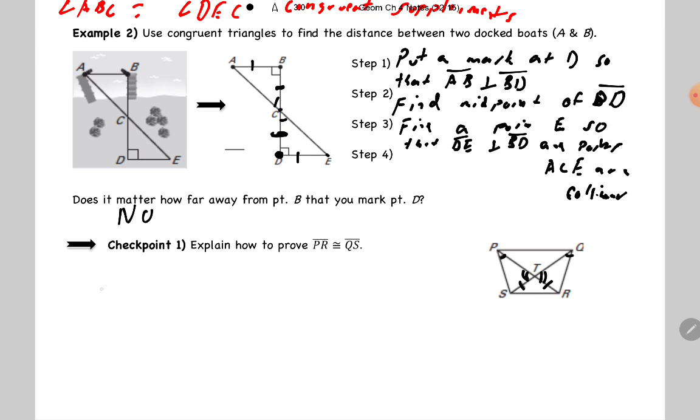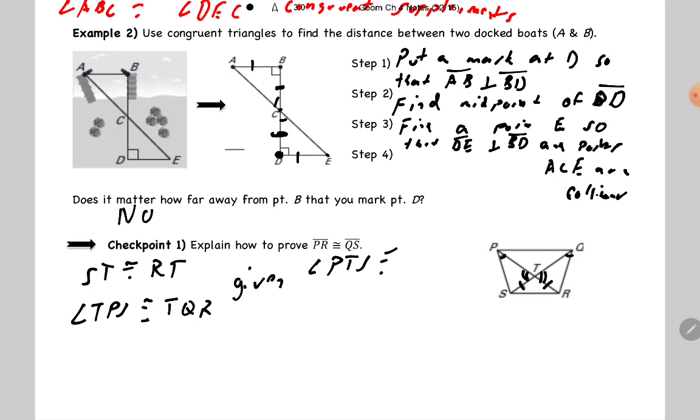So they gave us that ST is congruent to RT, and they also gave us angle TPS is congruent to angle TQR, and these were given to us. We know that angle PTS is congruent to angle QTR because of vertical angles.